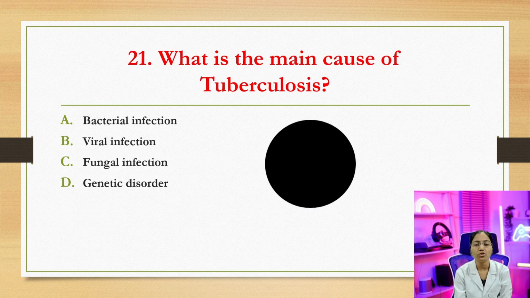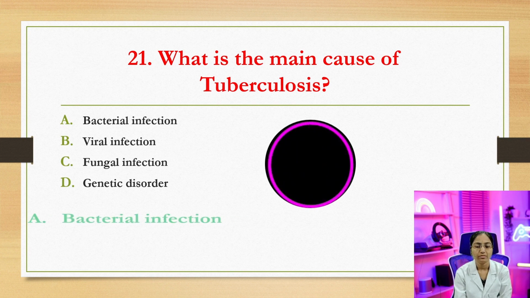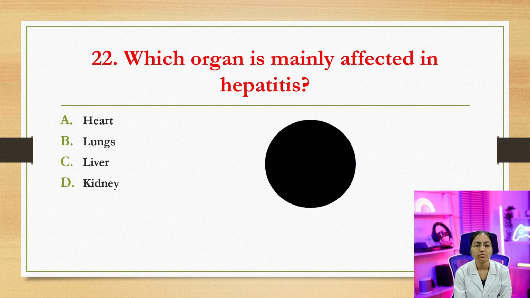What is the main cause of tuberculosis? Options are given. Here, right answer is bacterial infection. We'll move to the next question.